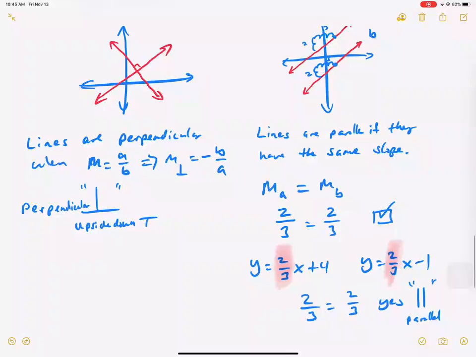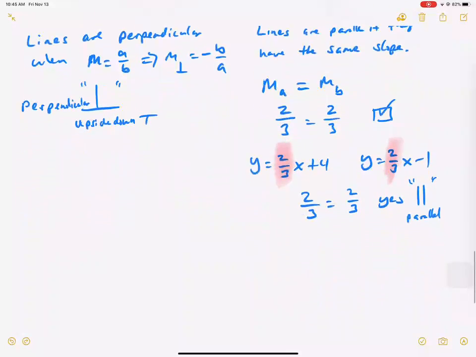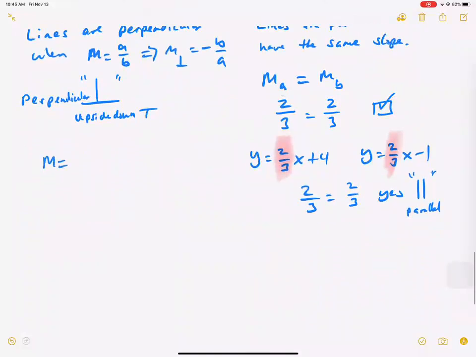So let's give you guys an example of this. If m equals 1 over 2, that means the perpendicular slope must be, let's see if you guys can guess what it is. How do I give myself a flip? You flip the sign and you flip the fraction. That's all we do. If we flip the fraction, it's 2 over 1. And if we go from positive, we become negative.